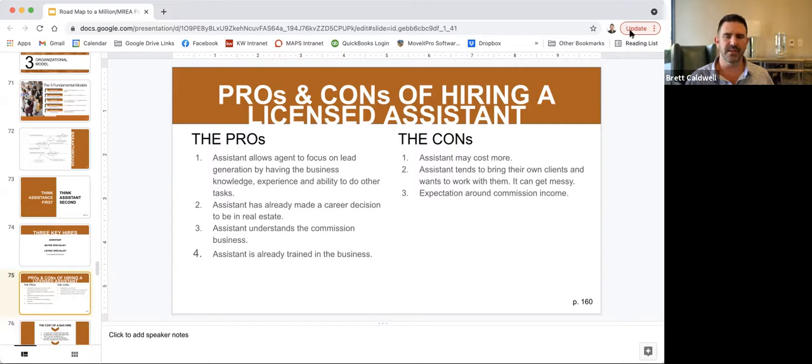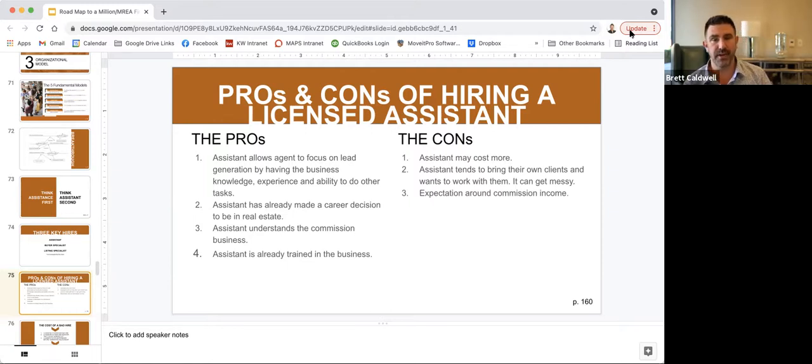The third thing is a licensed assistant understands the commission business, because they got into real estate and understood we're in a commission-based industry. And fourth, the assistant is already trained in the business. They've already passed a real estate exam around contracts. They already understand that there's a fiduciary and a functionary part of our industry. They already understand that there is a legal side of our industry. They understand contracts, and at some level, how to write a contract. So there are some pros to having a licensed assistant.